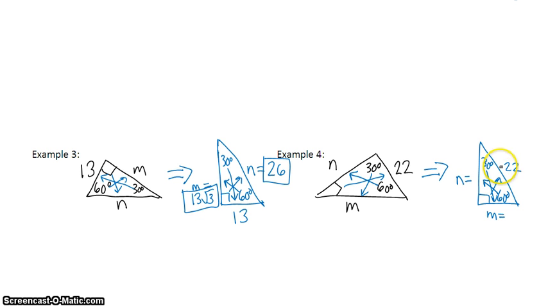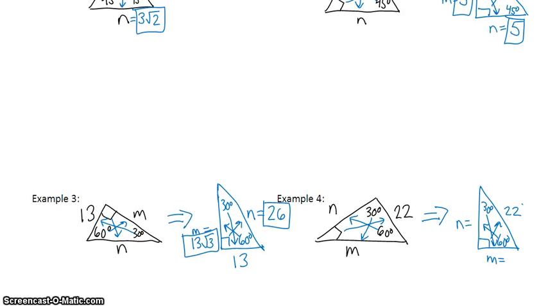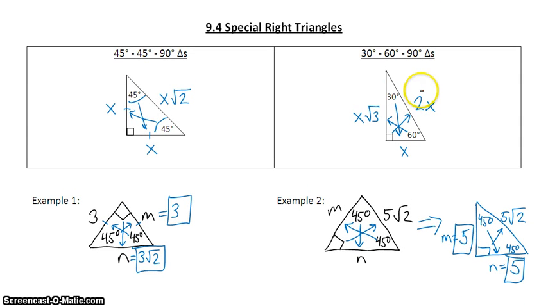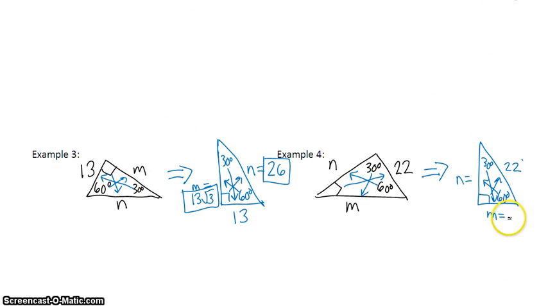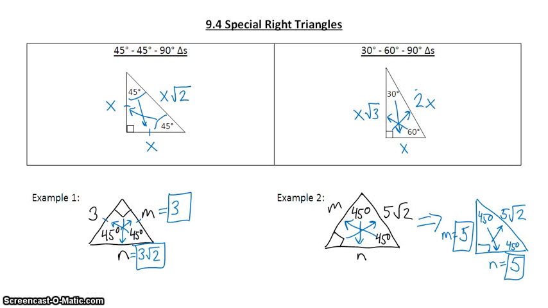In this case, we know the hypotenuse. So if we go to our example, we know this side. To go from our hypotenuse to the shortest side, we need to divide by 2. So m in this case is half of 22, 11. Now we know our shortest side, and to get to our middle side, we're going to take our shortest side and multiply by the square root of 3.